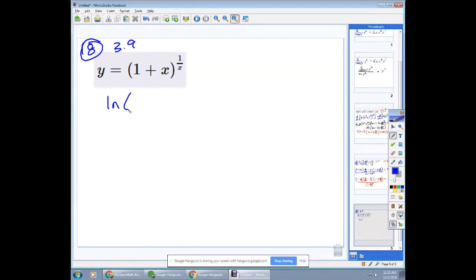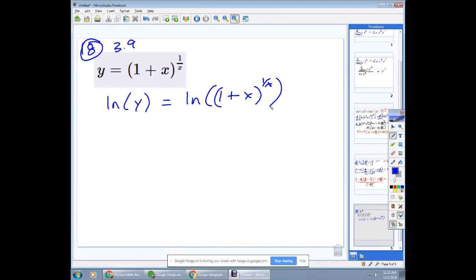So that gives me the natural log of y equals the natural log of 1 plus x to the power of 1 over x. Because the problem with the initial function is I have x in the base and x in the power. So neither the power rule nor the exponential rule applies here. The power rule says the power has to be a number, and the exponential rule says the base has to be just a number. And we have a variable in both places.